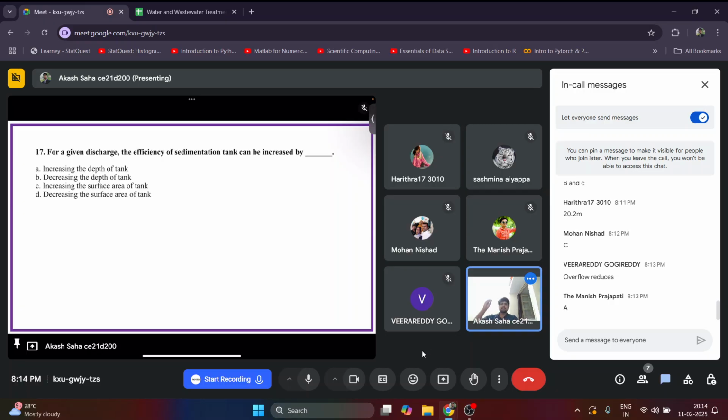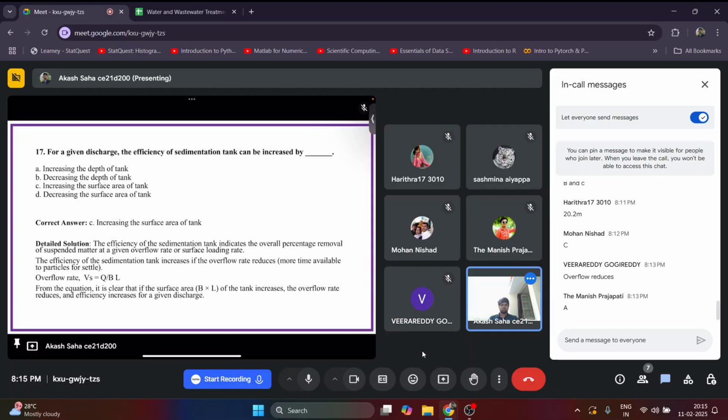So how is it linked? Increasing the surface area means decreasing the overflow rate. Decreasing the overflow rate means decreasing the design settling velocity. Decreasing the design settling velocity means we are targeting more and more particles to get settled. So in that way, my efficiency will increase. Is it clear? Okay. So the same thing I have written here and I have explained in simple terms.